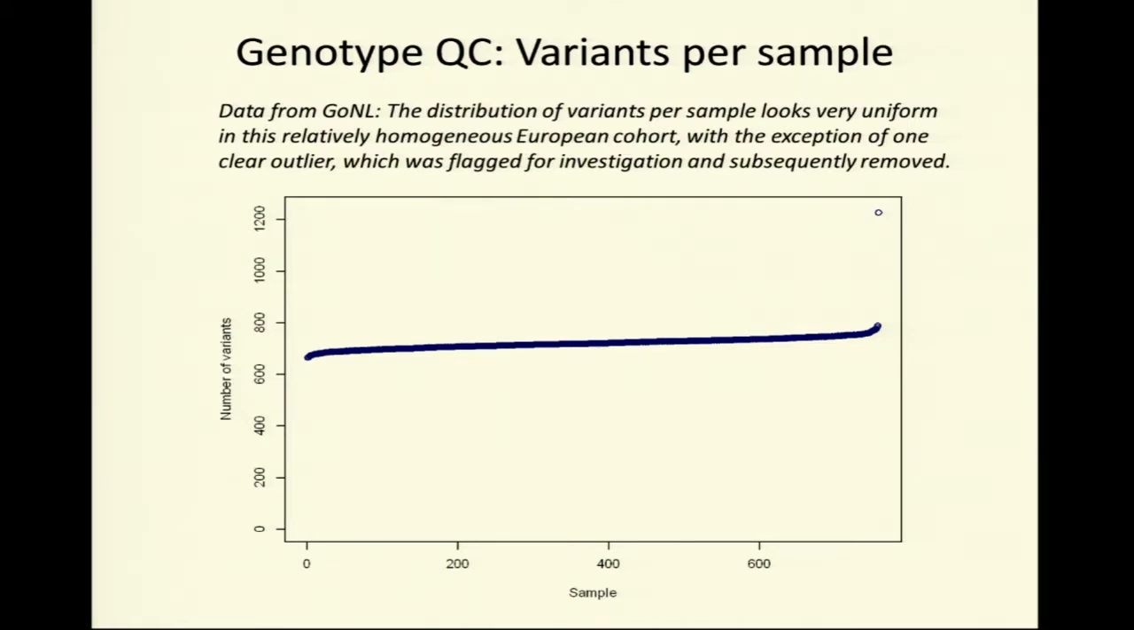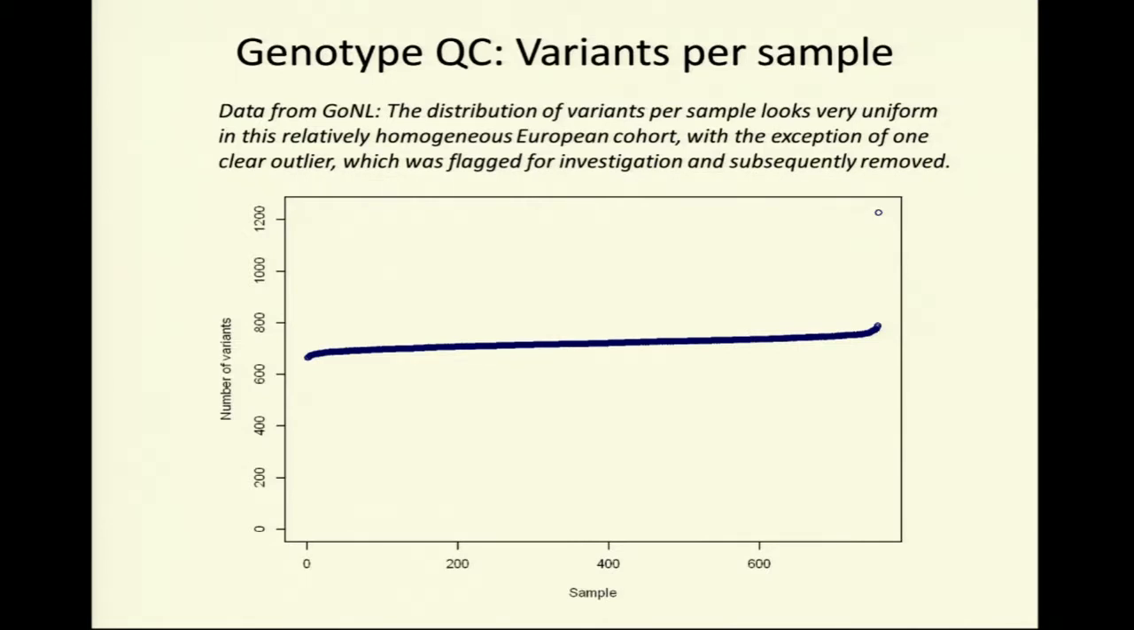Another thing you can use in Genome STRiP, one of the annotators is called variance per sample. Looking at this post-genotyping is very useful. You just see how many variants you called in each sample, and depending on your populations, you may see some stratification here.